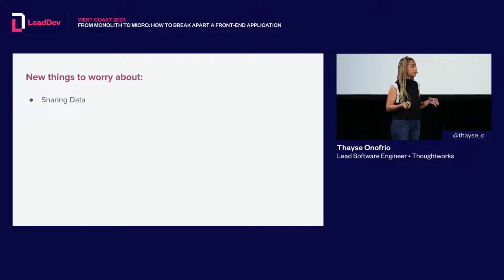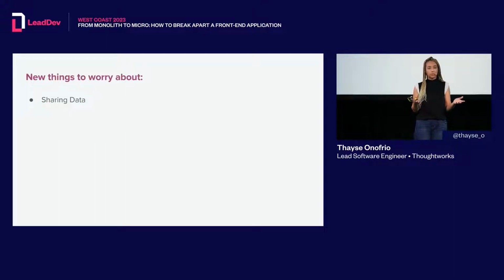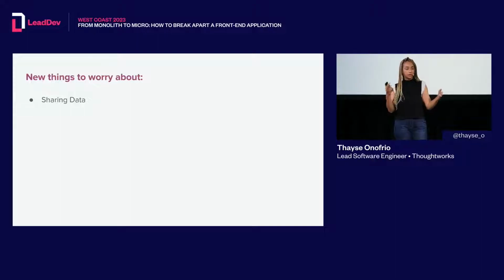sharing data. Previously, each micro frontend was loaded just as an app, so it would call an API to get data and be able to display that wherever it wanted. But now, having two separate apps, it doesn't really make sense for each app to call the same service, to display the same data, and do that twice. So we need to think about how they can share this data. And there are many strategies that they can use to do that.